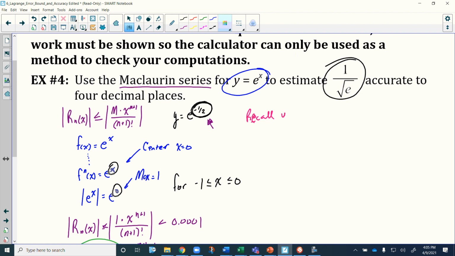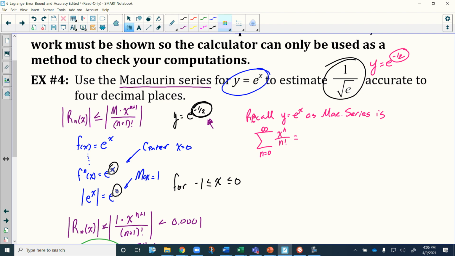For y is equal to e to the x power, as a Maclaurin series, is this. We have our summation from n equals 0 to infinity of x to the power of n over n factorial. And in this case, if we're going to substitute our expression, where we wind up with e to the negative 1/2 power, this is what we're going to substitute for x into the expression for our series.